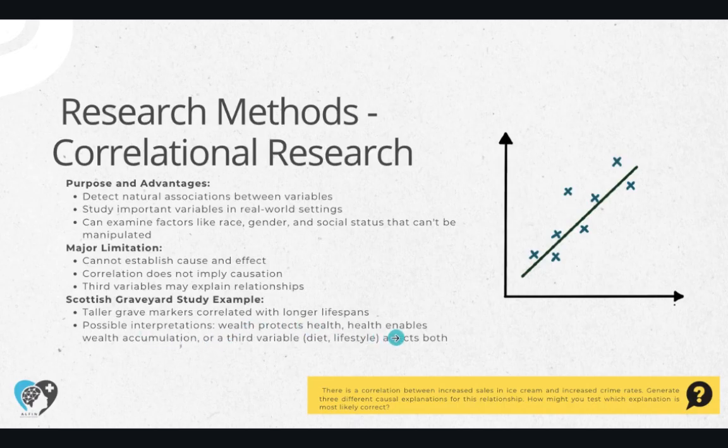Okay, so maybe wealth protects health. Wealthy people can afford both better healthcare and taller gravestones. Or maybe health enables wealth accumulation, and because they live longer, they accumulate more wealth. Or maybe a third variable, maybe diet or lifestyle, affects both health and wealth. So, you cannot really imply causation just because it's correlated. You cannot say that the longer lifespan caused the graveyards to be tall or the tall graveyards caused the longer lifespan.